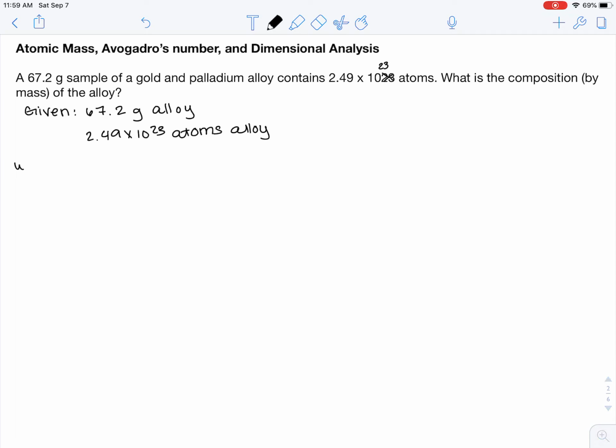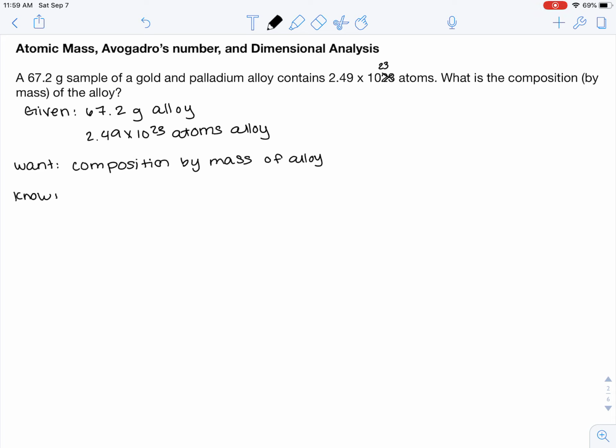What is wanted is the composition of the alloy by mass, specifically of alloy. Okay, so I need to figure out what composition by mass is, first of all, so I can figure out what I'm solving for. Composition by mass of alloy means the percentage of mass each particle or thing the alloy is made up of gave to the whole mass, for example.